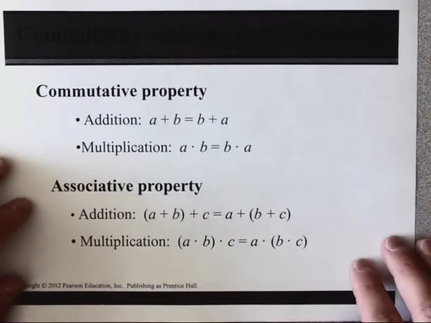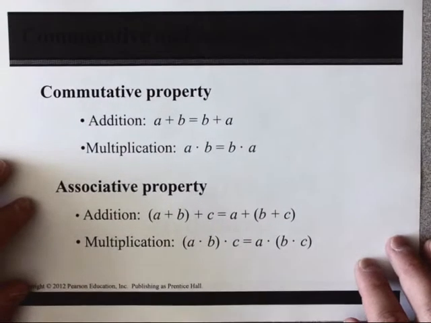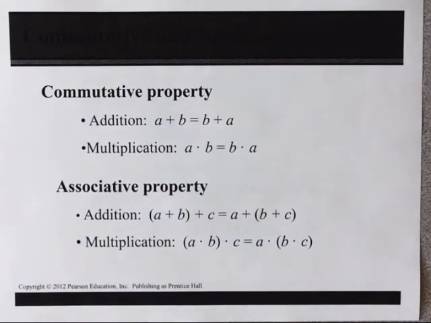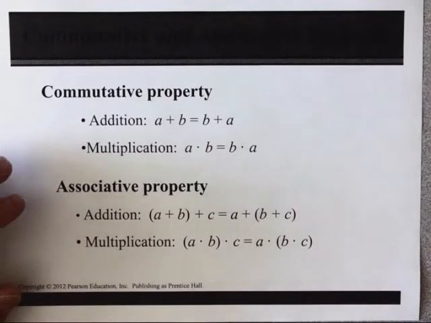Alright. So the two main properties that we're going to look at, well, two of the three main properties, is the commutative property. Commutative property only works for addition and multiplication. Basically says that you can change the position of the numbers in addition and multiplication and still get the same result.